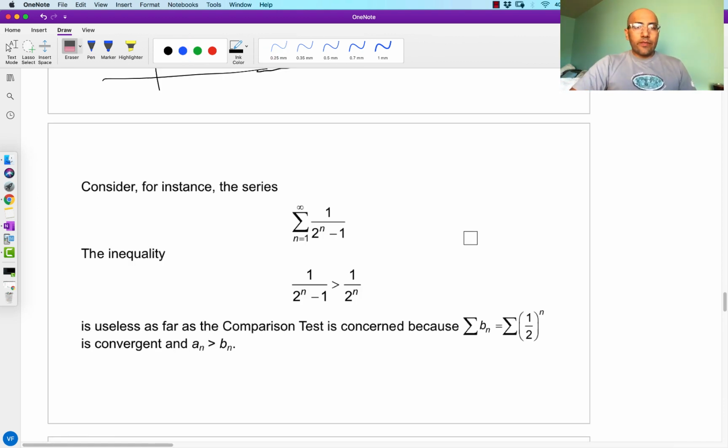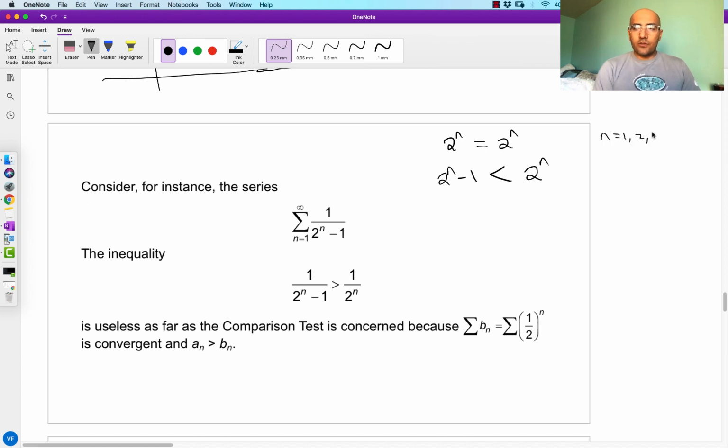Okay, so here's an example where the comparison fails. So let's say we're trying to figure out what this is. All right, let's figure out whether this converges or diverges. And someone says, well, okay, let's compare it to this. Note that on a term-by-term basis, 2 to the n is equal to 2 to the n. And so 2 to the n minus 1 is always a little smaller than 2 to the n, right? And this is for n equal to 1 or 2 or 3 or 4, and so on. Subtracting 1 is always going to make it a little bit smaller. So 1 over 2 to the n minus 1 is always going to be a little bit larger than 1 over 2 to the n. Right? That's where we get this guy.